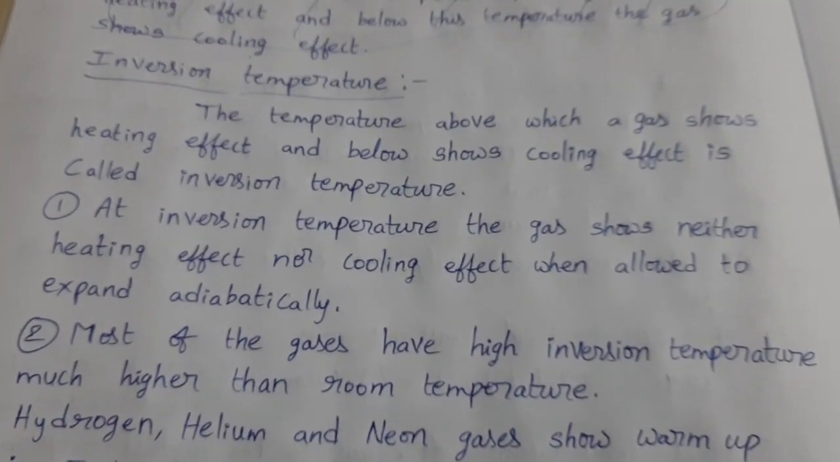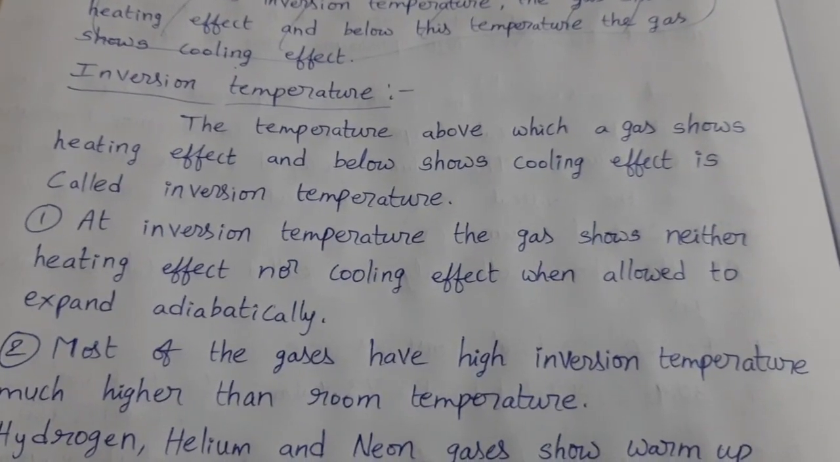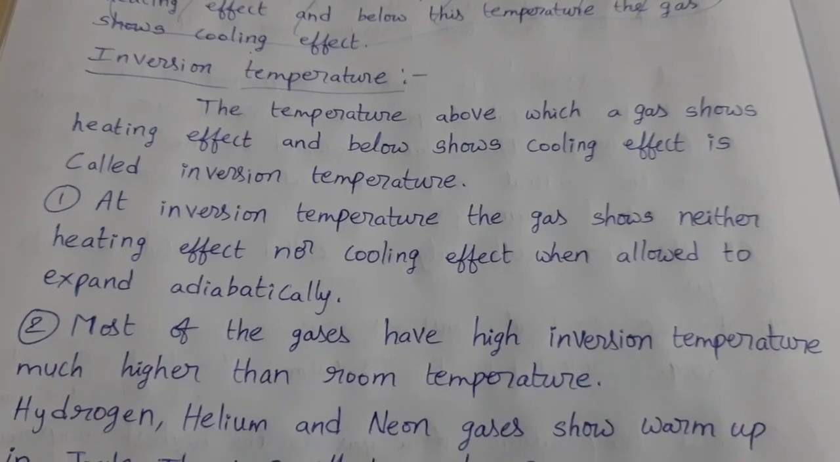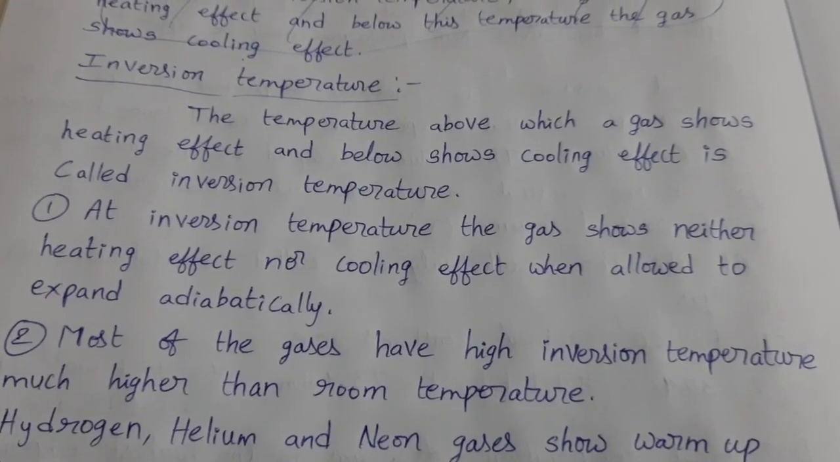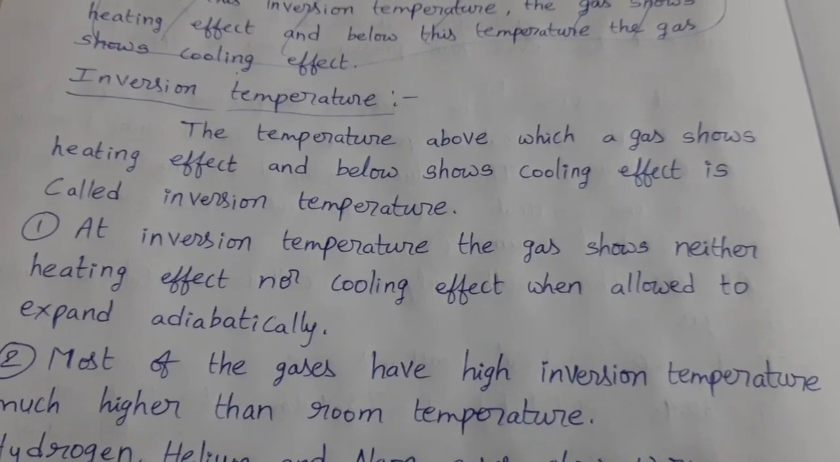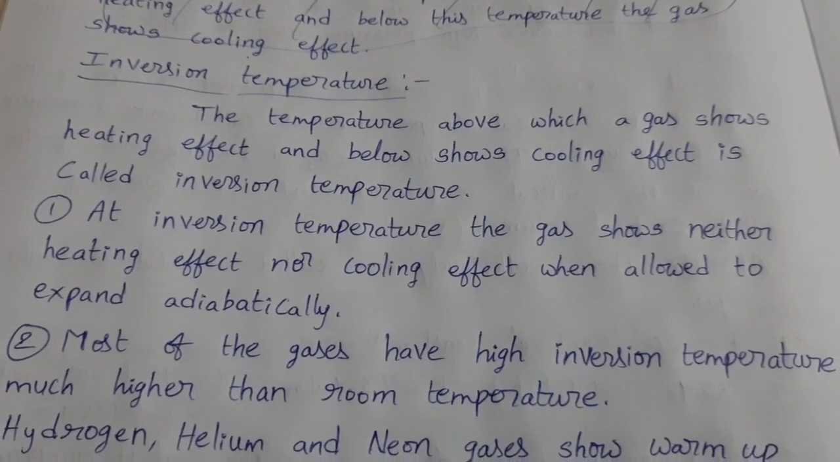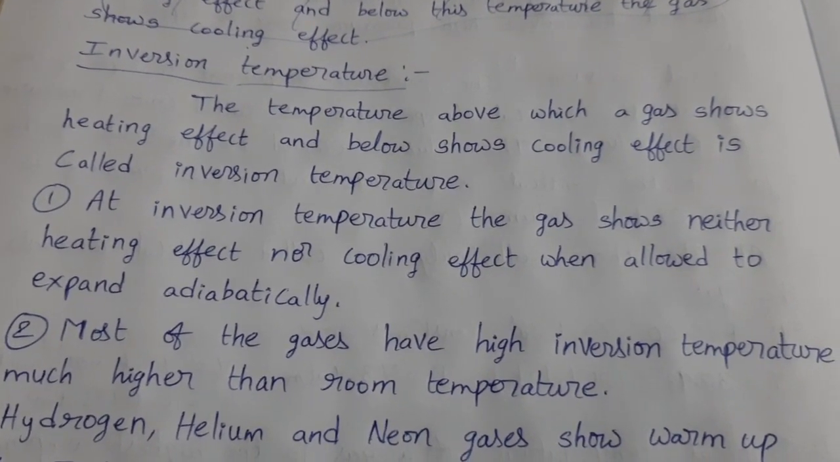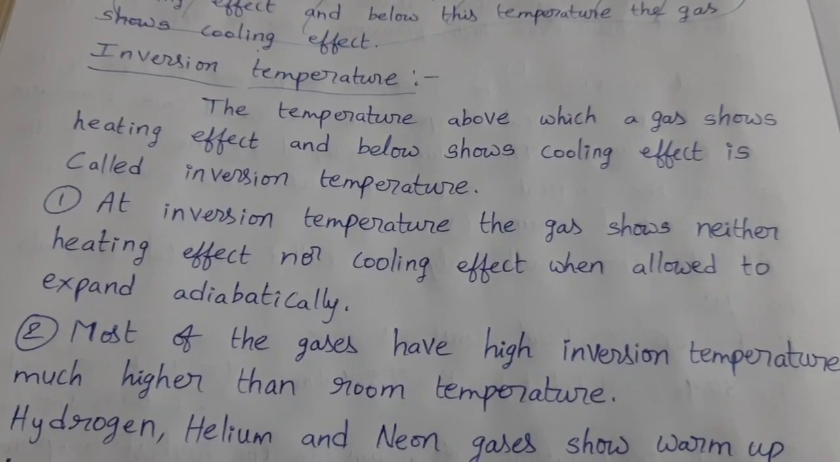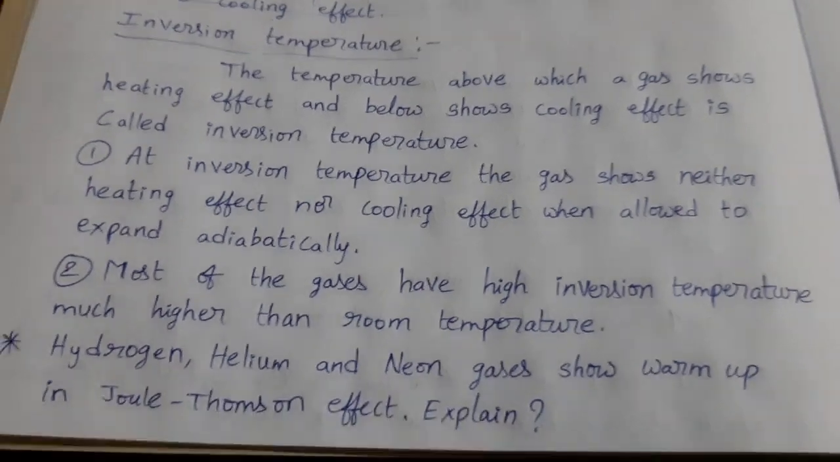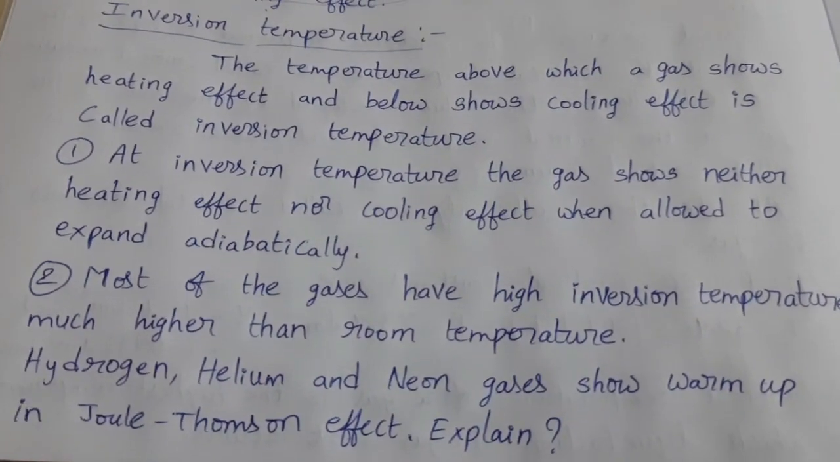Most of the gases have high inversion temperature, much higher than room temperature. So we have different gases, oxygen, nitrogen, NH3, CO, CO2, different types of gases are there. All these gases have inversion temperatures. Their inversion temperature values are higher than room temperature. Okay. Now see the important question.